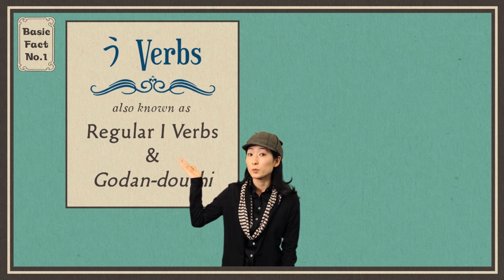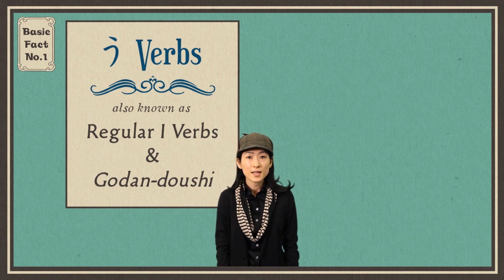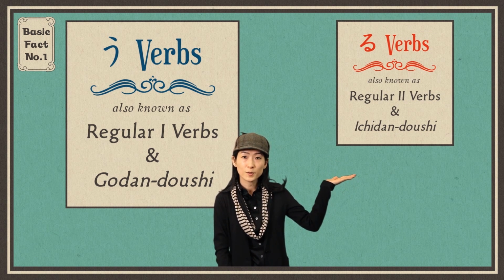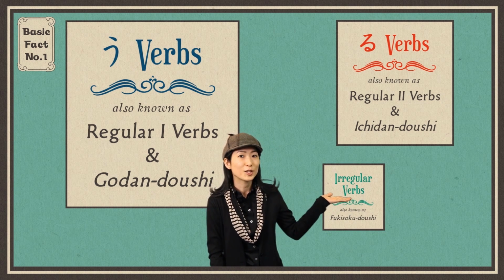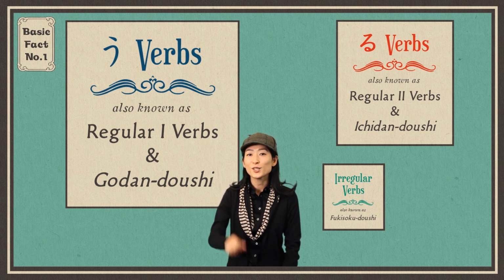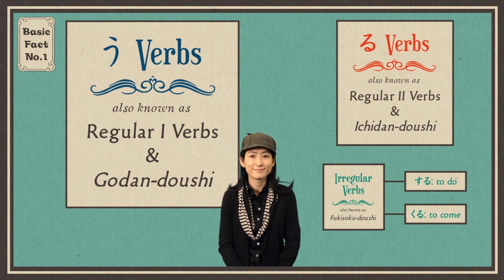ありがとうございます。Basic fact 1. All Japanese verbs can be categorized into 3 groups. By far, the biggest group is U verbs, also known as Group 1 verb, Regular 1 verb, or 五段動詞 in Japanese. The second biggest group is るverbs, also known as Group 2 verb, Regular 2 verb, or 一段動詞 in Japanese. And finally, this tiny group is irregular verbs, also known as 不規則動詞. Luckily for us, there are only 2 irregular verbs in Japanese: する to do and 来る to come.